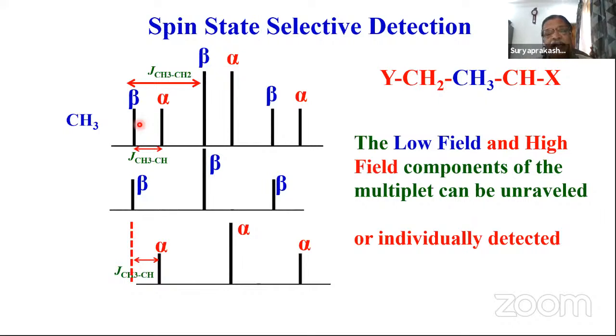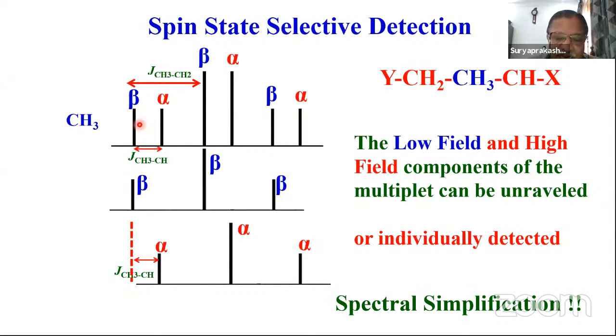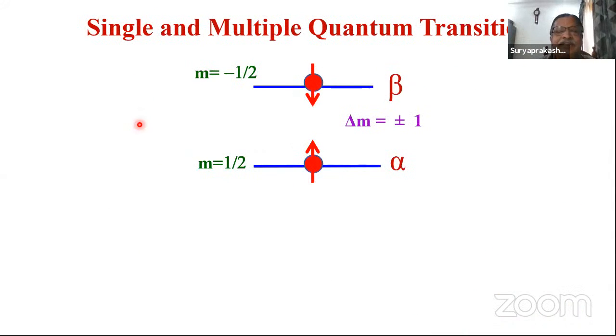And this is what we call spin state selection, where high field and low field components of the multiplets can be unraveled and individually detected. And I design new pulse sequences to combine spin state selection plus multiple quantum detection, where my job becomes very, very simple. In a very complex molecule, even a simple molecule, I can get information which is not possible in a conventional NMR spectrum. Okay.